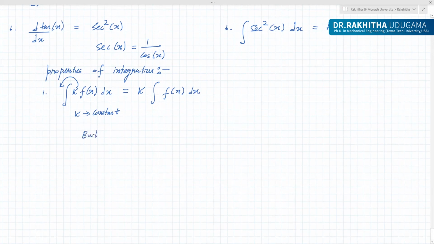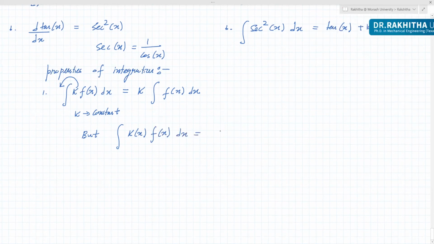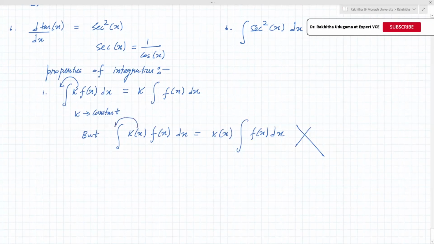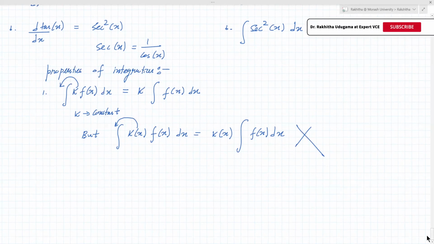But you have to remember, if you have something like k as a function of x, along with f, which is a function of x, you cannot take k(x) out. You can't take it out as long as this is a function of x. Why? Because this integral operator is acting on all the functions of x. So you have to keep it. Otherwise, you are doing something wrong.